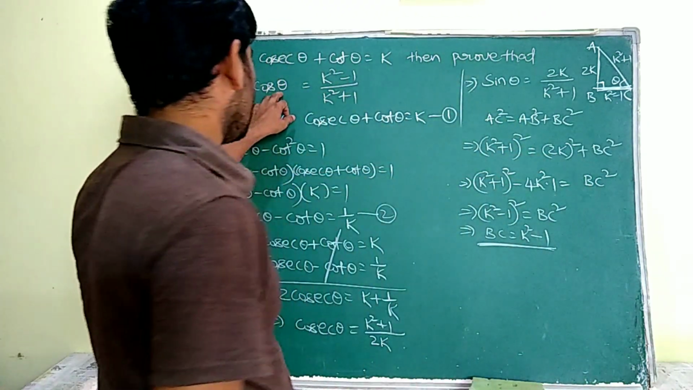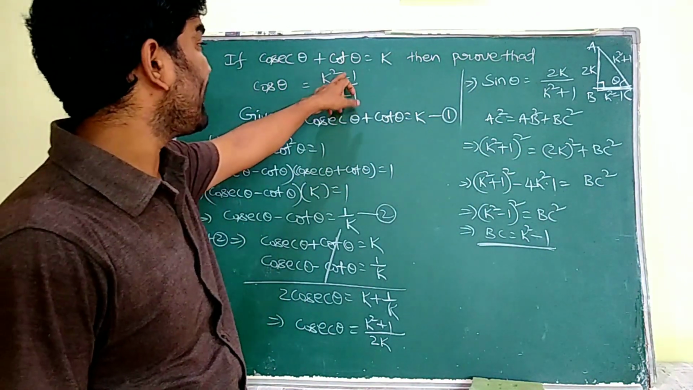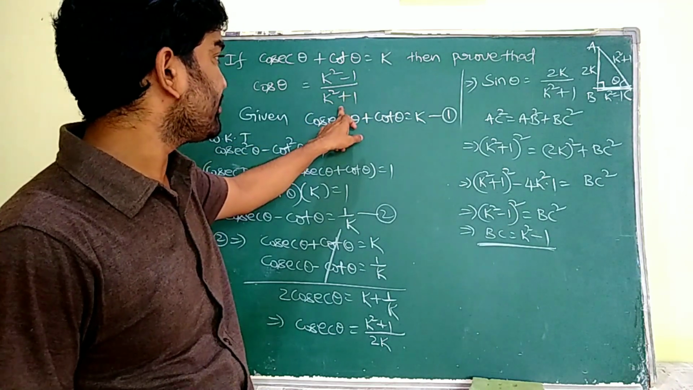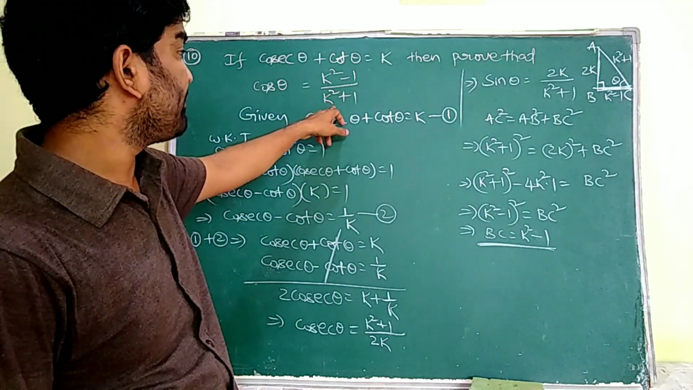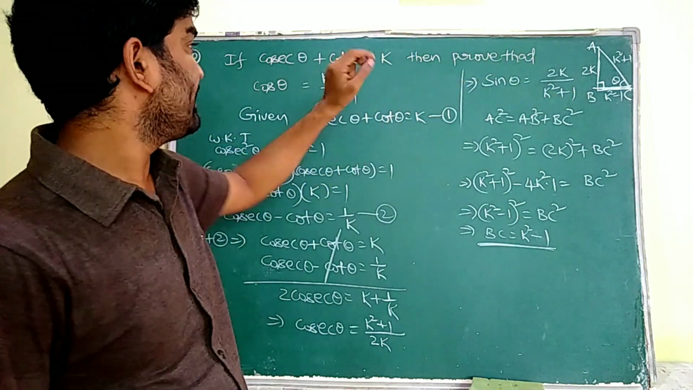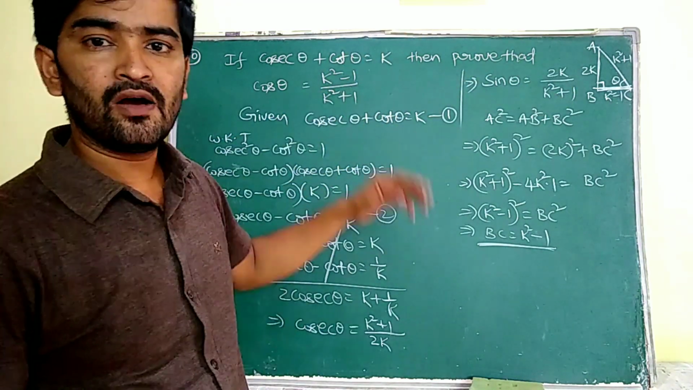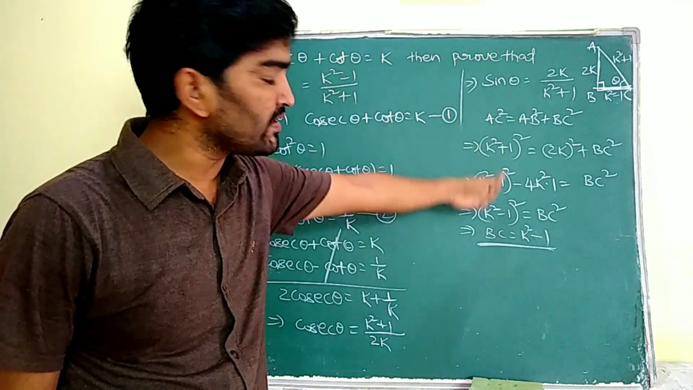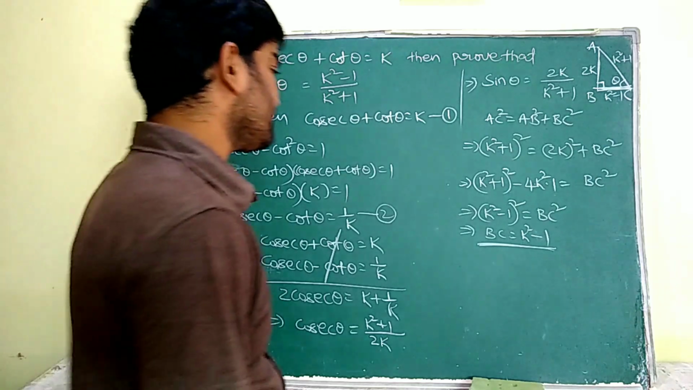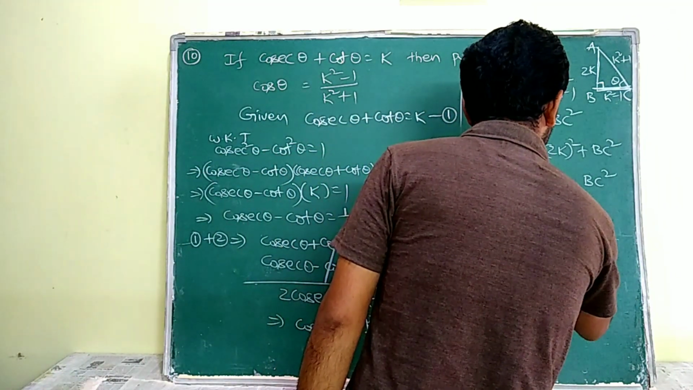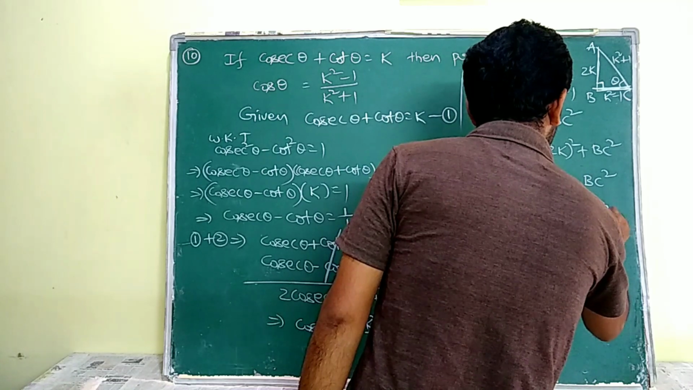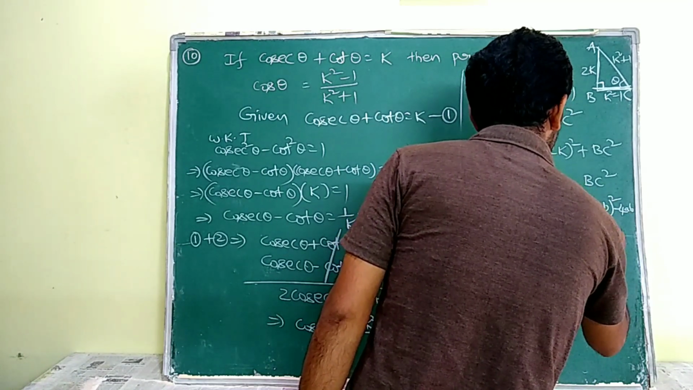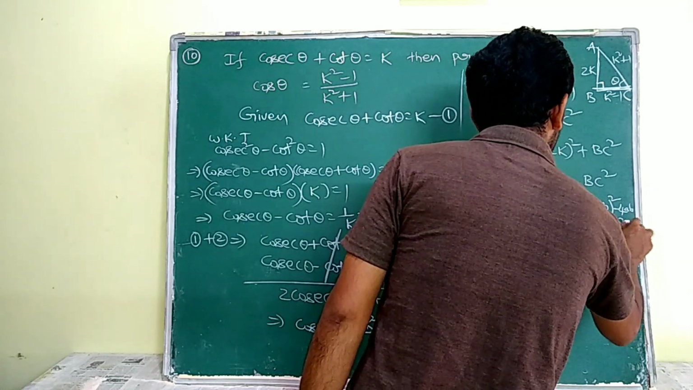Or you may write directly as k square minus 1. Why? Because cos theta is equal to k square minus 1 by k square plus 1, we want. That is adjacent side by hypotenuse. Already we know that the hypotenuse is k square plus 1. Then the adjacent side is k square minus 1. You may directly write k square minus 1. Else you have to calculate that BC value as k square minus 1. If you want to write the formula here, just write a plus b whole square minus 4ab gives a minus b whole square.